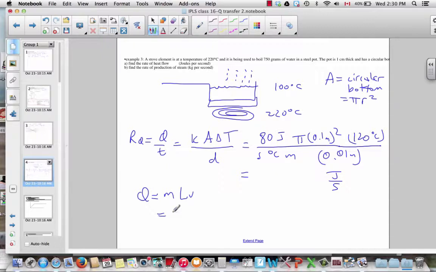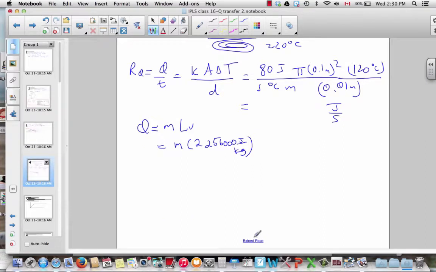If we want to find the rate of production of steam, that means we want to know the mass. The latent heat is going to be 2,256,000 joules to vaporize a kilogram. So we'll find the joules per second and then put it in here, and then we'll solve for the mass. Let's just pause and I'll work that out.